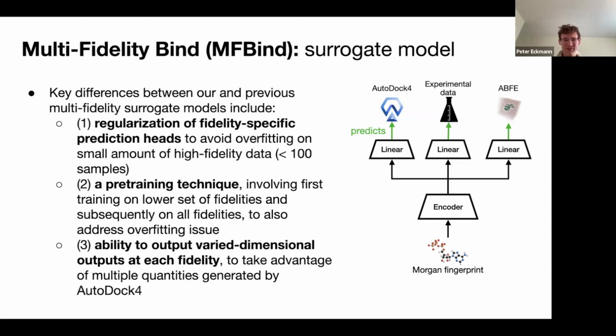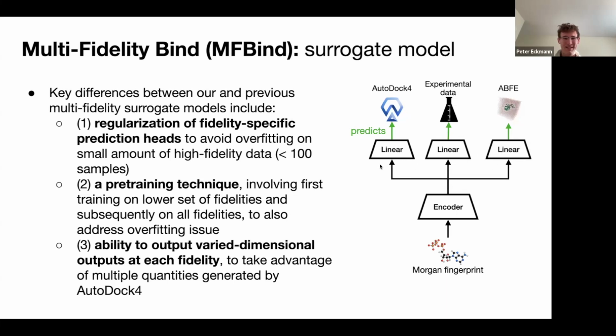And just some key differences between our and some previous multi-fidelity surrogate models include, first of all, regularization of the fidelity-specific prediction heads to avoid overfitting on the small amount of high fidelity data that we have. We have less than 100 samples of high fidelity ABFE data to train on. And we found that without this regularization, we have the issue of overfitting this prediction head here, which led to poor generalization. But if we enforce some regularization on this linear head, then the generalization gets a lot better.